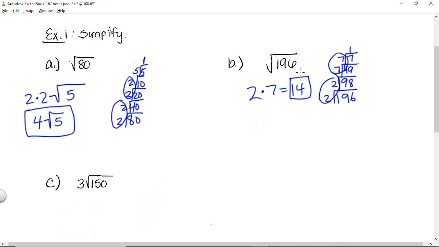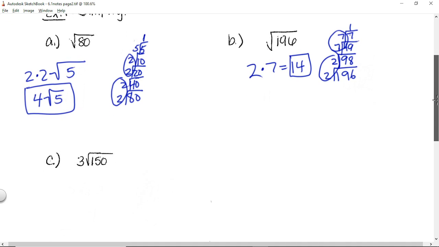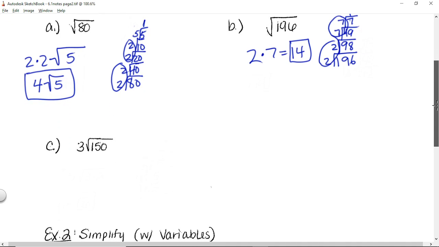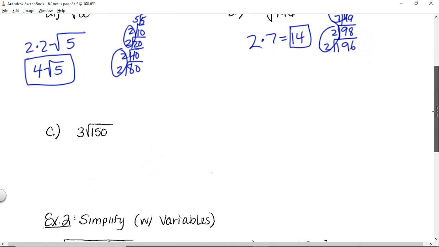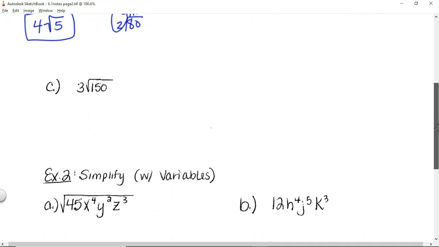Okay. So 196, it turns out, is a perfect square, which if you knew that, if you've learned the perfect squares up to about 20 or so, which is kind of a cool thing to do, then you would know that. Okay, let's look at the next one.